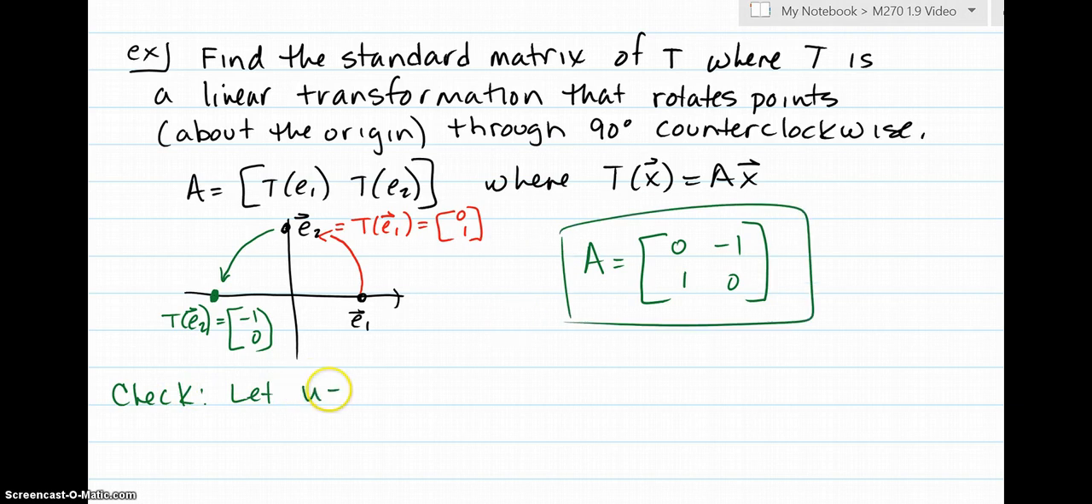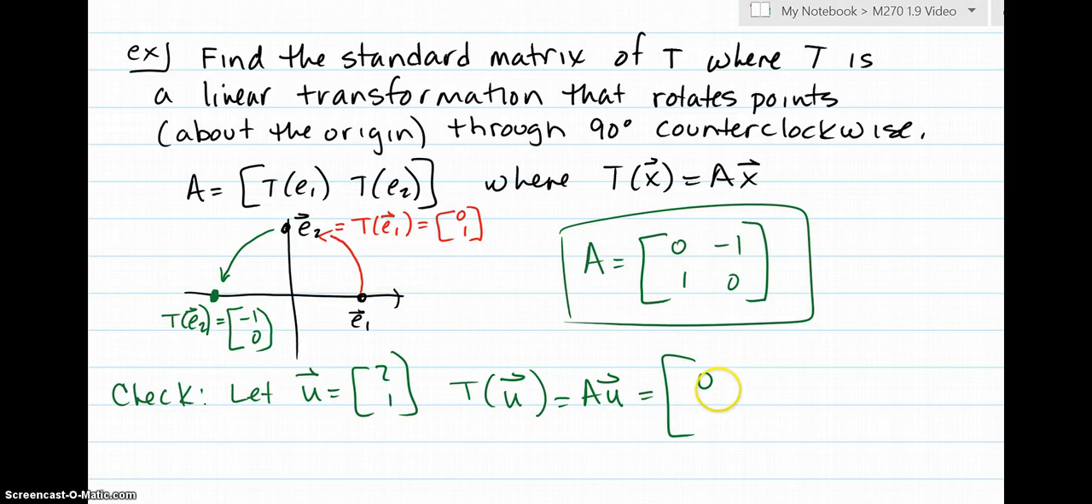So let U equal (2, 1). If I look at T of U, we'll call it AU, that would be A times U. What would that be? That looks like it would be -1, right? Because this first row times this column would be 0 plus -1. And then this would be a 2.